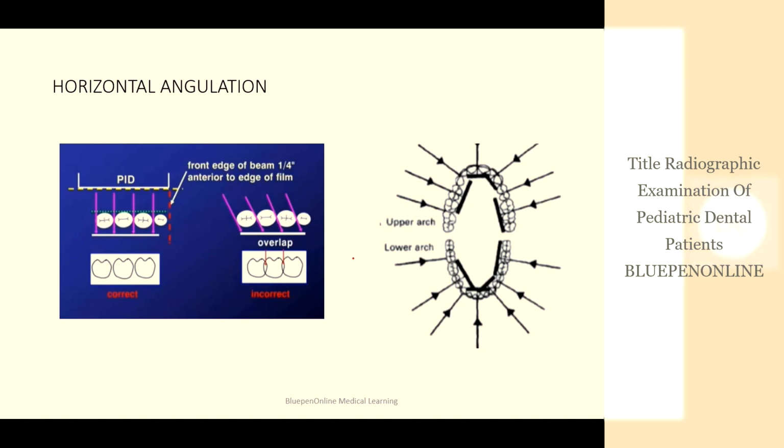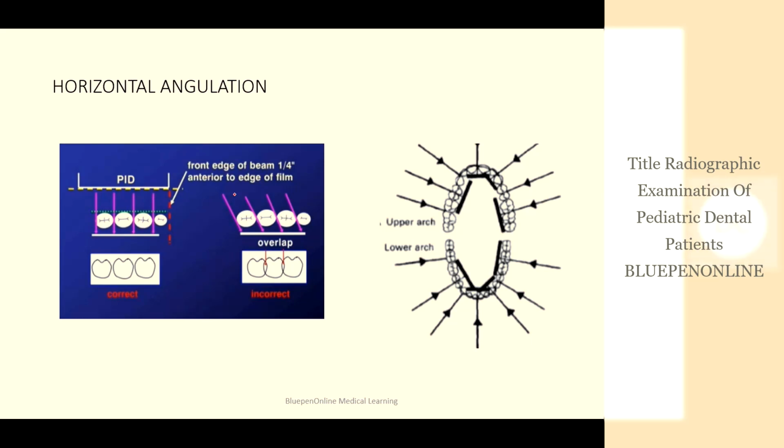There are certain terms related to IOPA, that is horizontal angulation and vertical angulation. So what is horizontal angulation? Horizontal angulation is mainly the position indicating device. How do we position it? This PID must be placed horizontally so that it is parallel to each of the proximal surfaces. See, it goes like this.